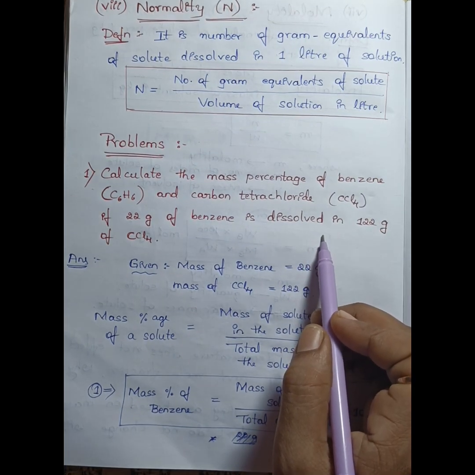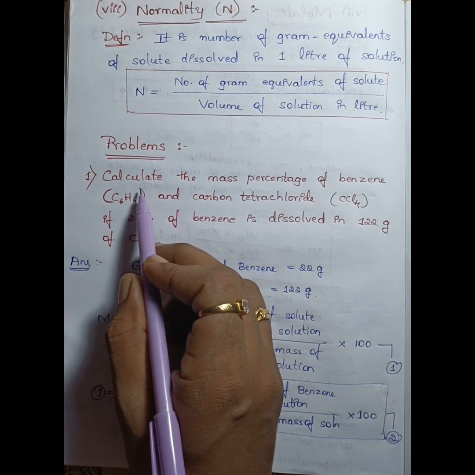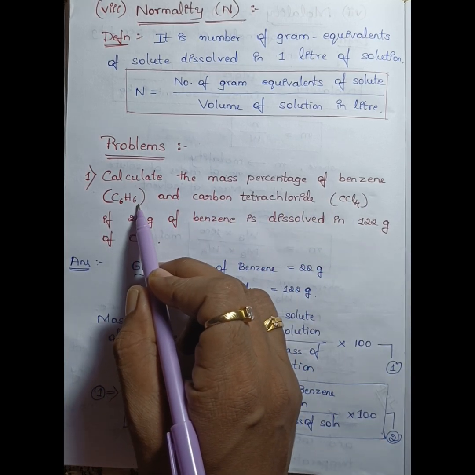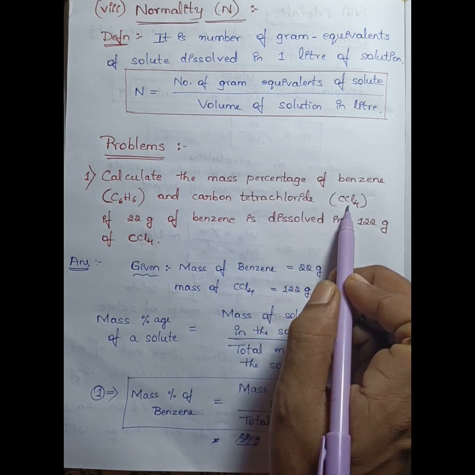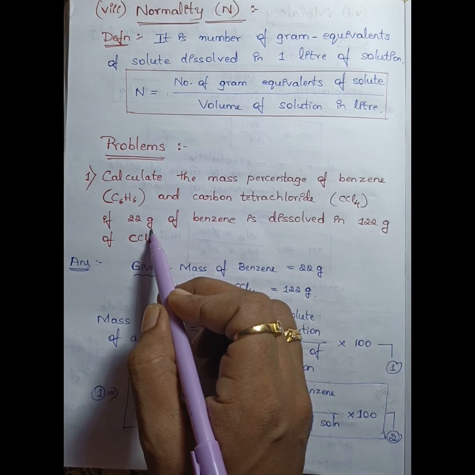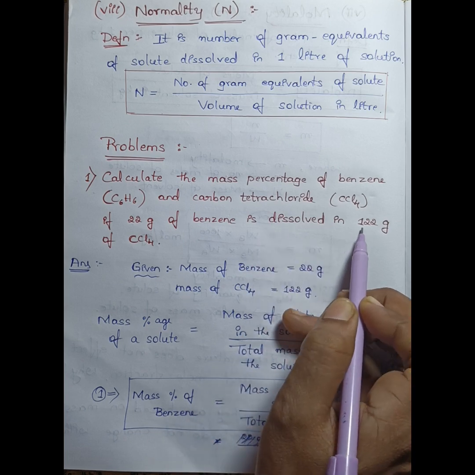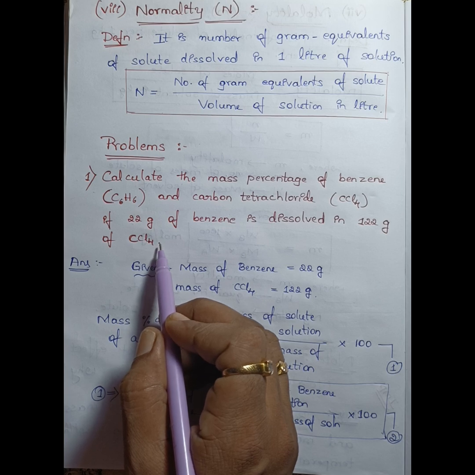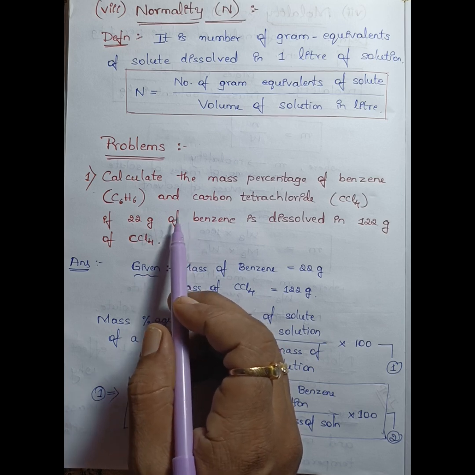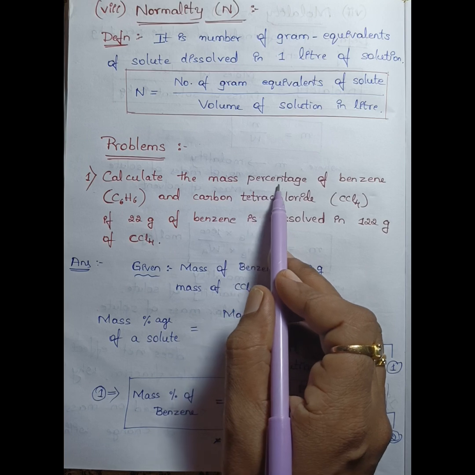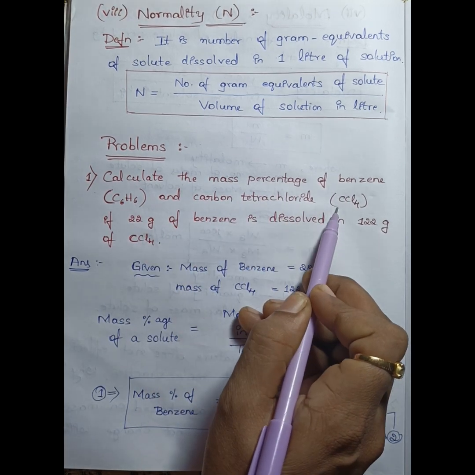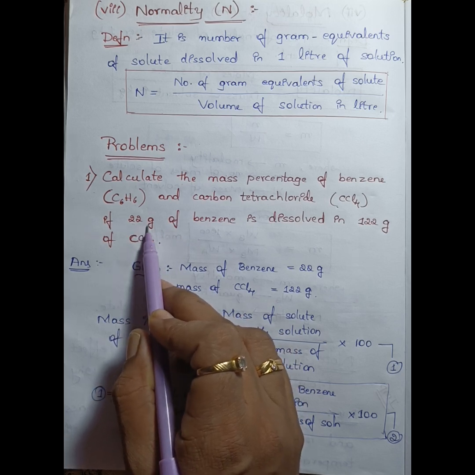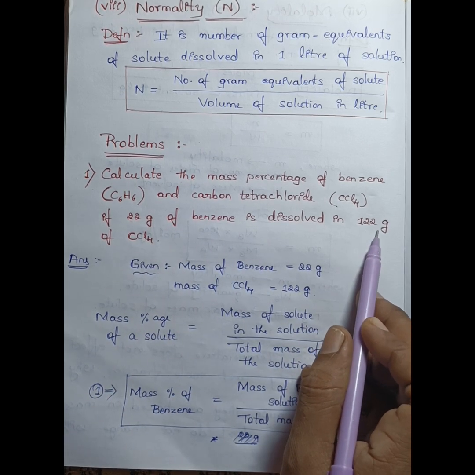Next, let us see some problems. The first problem is: calculate the mass percentage of benzene, C6H6, and carbon tetrachloride, CCl4, if 22 gram of benzene is dissolved in 122 gram of carbon tetrachloride. So here we need to calculate the mass percentage of benzene and carbon tetrachloride. What is given here? Mass of benzene is 22 gram, and carbon tetrachloride is 122 gram.